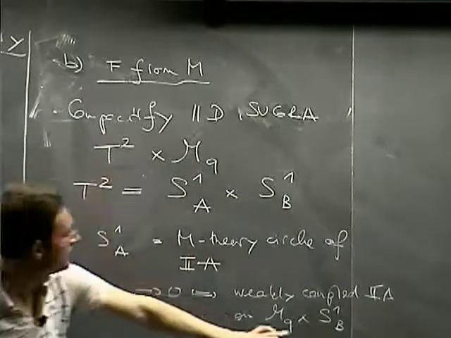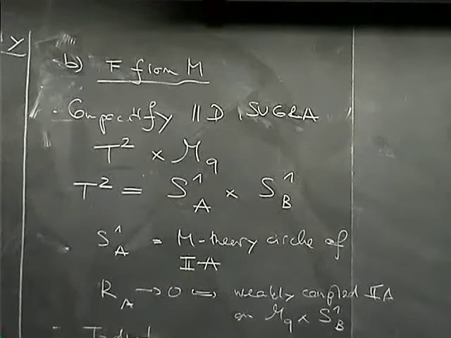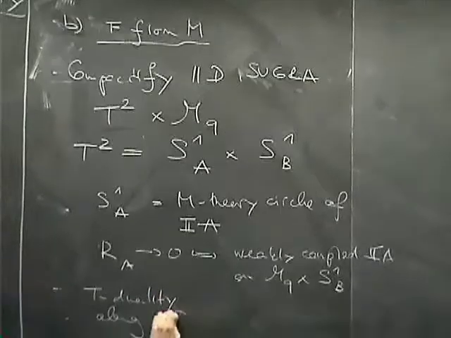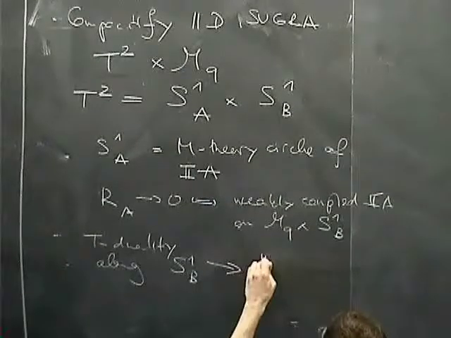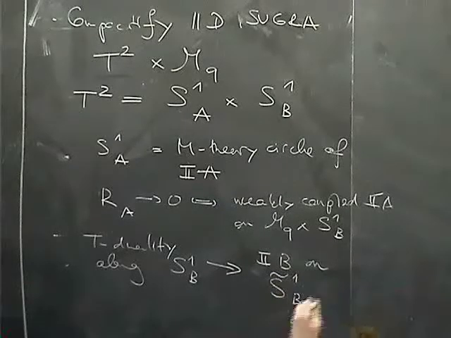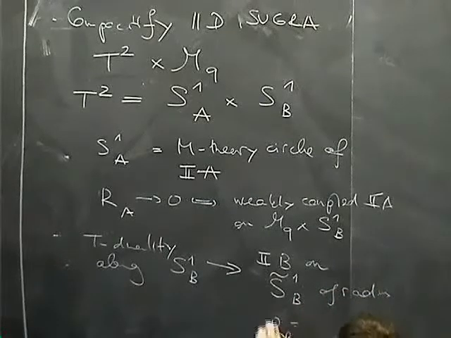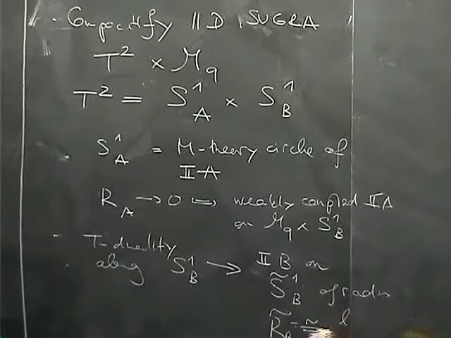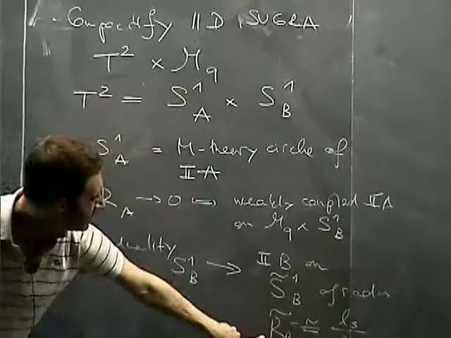And the second step now is to do a T-duality along S1b. This gives rise to still weakly coupled type 2b on S1b tilde with radius RB tilde, like LS over RB now from the type 2A point of view. So as we take the limit RB going to 0, then RB tilde goes to infinity.